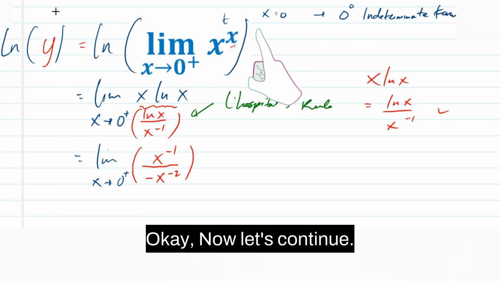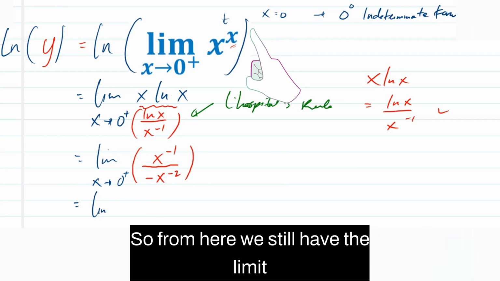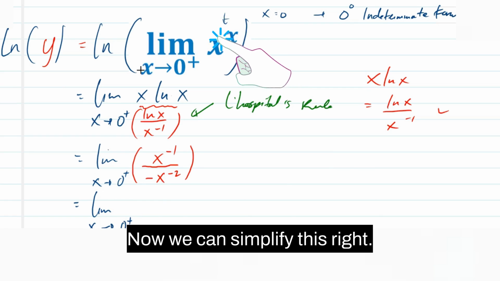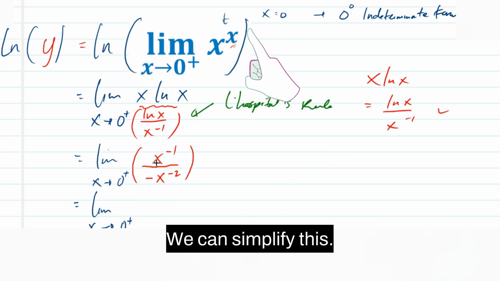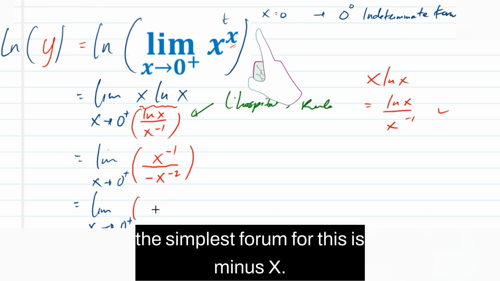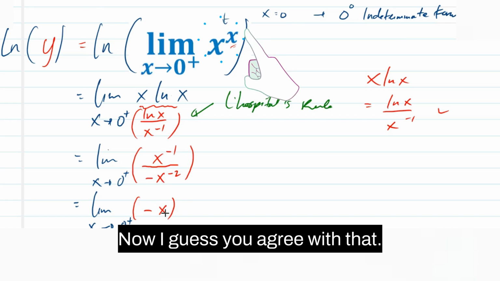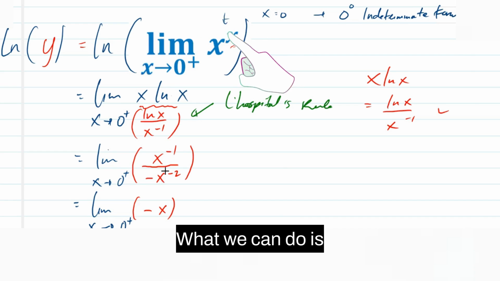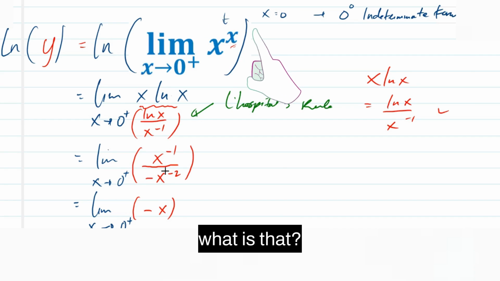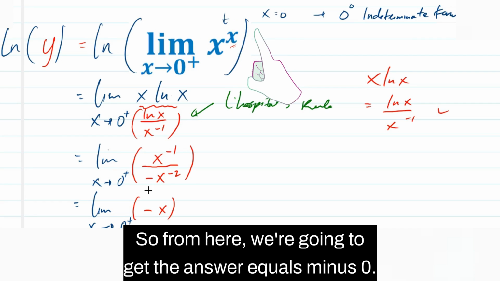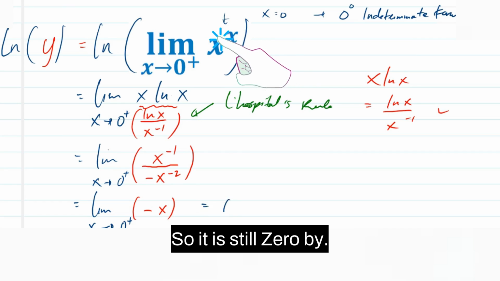Now let's continue. From here, we still have the limit as x approaches 0 from the right. Now, we can simplify this, and the simplest form for this is minus x. I guess you agree with that, right? From here, we can substitute 0 into this x. So we're going to get the answer equals minus 0, so it is still 0, right?